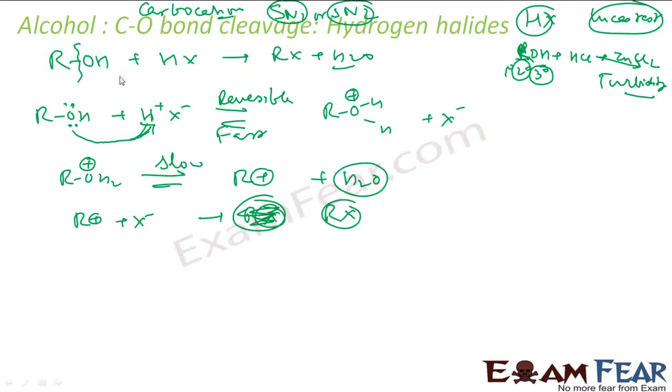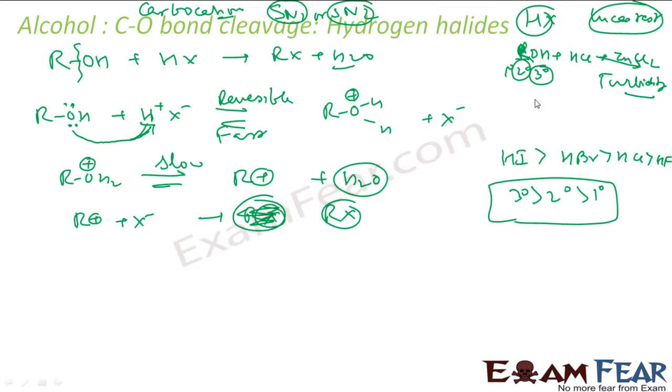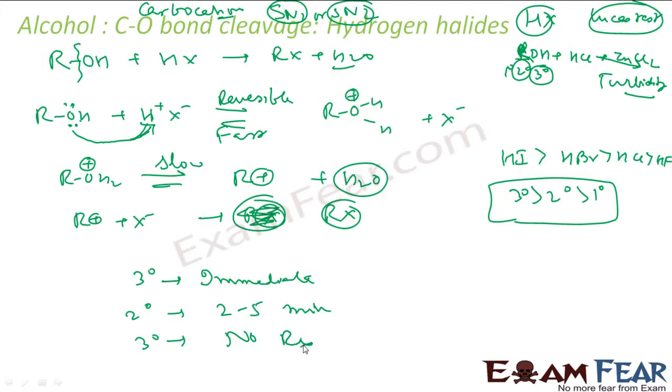And if we talk about the hydrogen halide reactivity, we have discussed this so many times. HI is best, then HBr, then HCl, and then HF, rarely used. And if you talk about the alcohol reactivity, 3 degree is fast, then 2 degree and then 1 degree. That's why this reaction is used in the Lucas test, where we want to find whether the alcohol is 1st degree, 2 degree or 3 degree. If it is 3 degree, it is immediate turbidity. If it is 2 degree, in 2 to 5 minutes you get turbidity. If it is 1 degree, there is no reaction. This is my Lucas test.